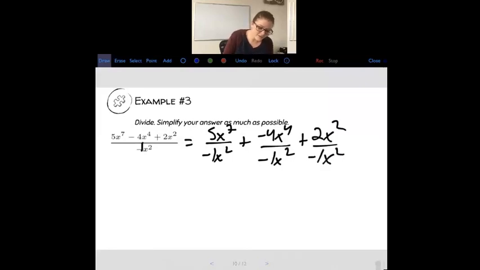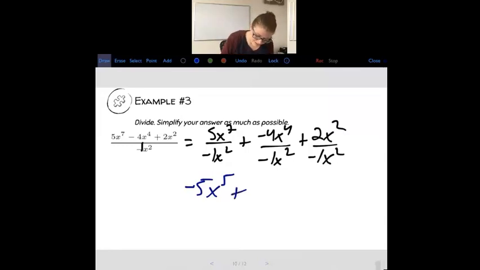Okay, and so now you divide. So now we're working with each term separately. So you divide the numbers. 5 divided by negative 1 is negative 5. And x to the 7th over x squared is x to the 5th. You subtract the exponents, or you can write them all out and see what cancels.